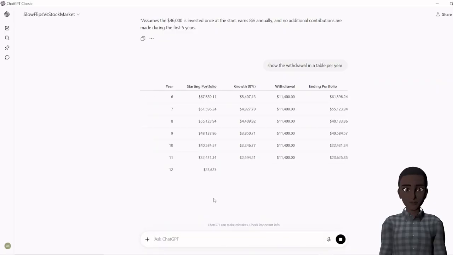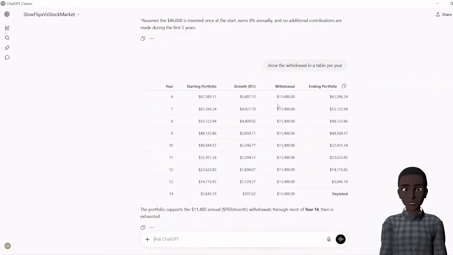And what you see is that year 6, you're okay. Year 7, you're okay. Year 8, you're okay. But now what you're looking at on this side is the depletion of your stock market portfolio. And then when you get to year 14, bang, you're out of money.